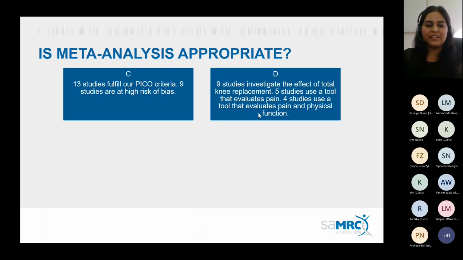And next 2 scenarios, so we have C and D. C, 13 studies fulfill our PICO criteria. 9 of the studies are at high risk of bias. And D, 9 studies investigate the effect of total knee replacement. 5 of them use a tool that evaluates pain, and 4 of them use a tool that evaluates pain and physical function. So which of these scenarios would meta-analysis be appropriate for?